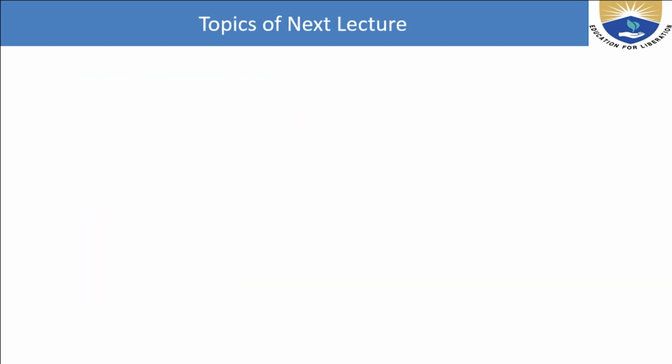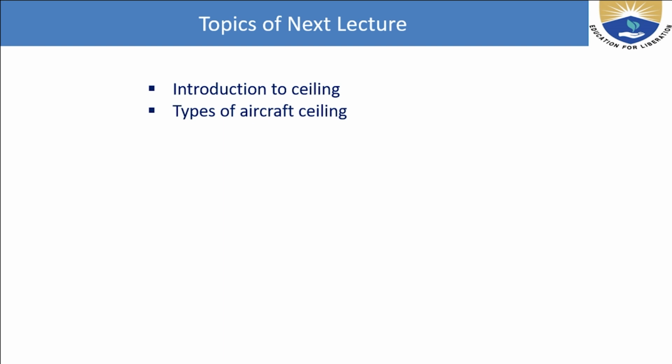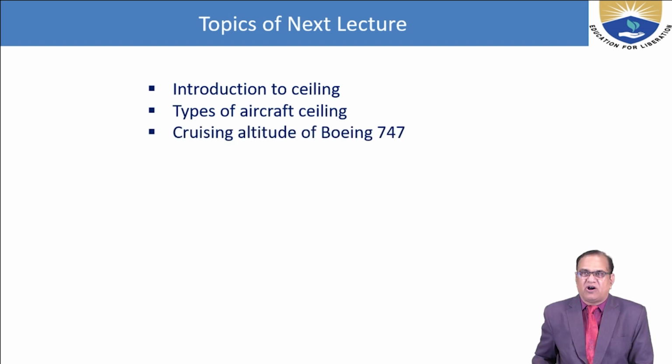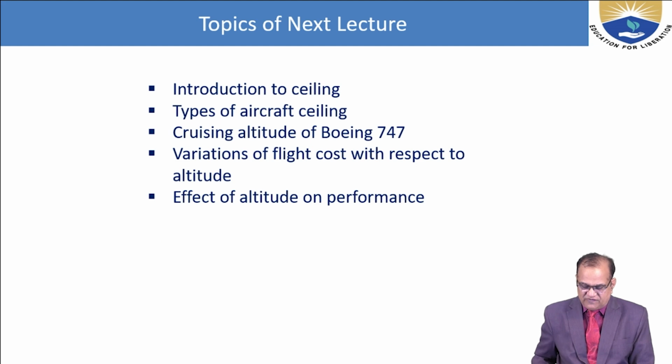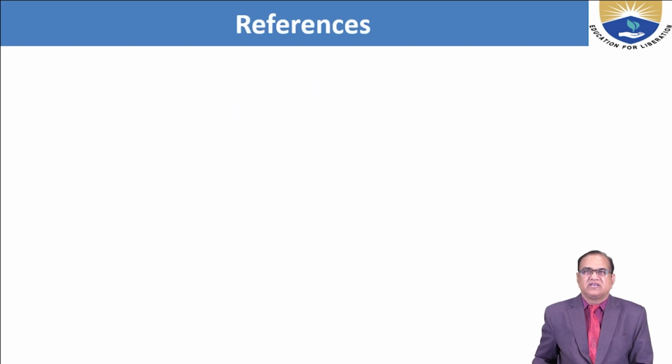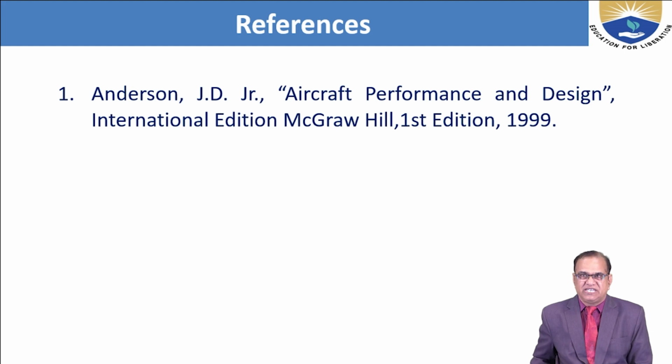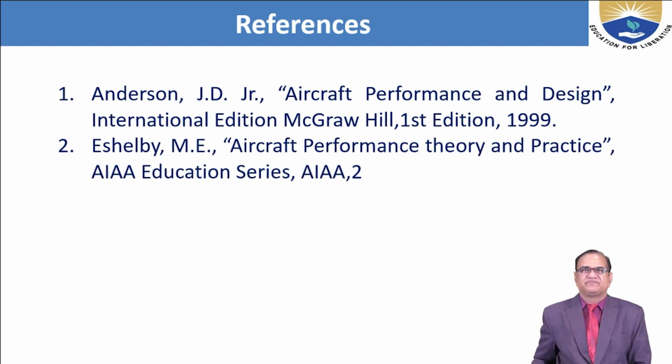So for the next topic we will have an introduction to ceiling, types of aircraft ceiling, cruising altitude of Boeing 747, variation of flight cost with respect to altitude, and effect of altitude on performance. We have the references from Anderson JD, Aircraft Performance and Design, International Edition, McGraw-Hill, first edition, 1999. And SL by ME, Aircraft Performance Theory and Practice, AIAA Education Series.